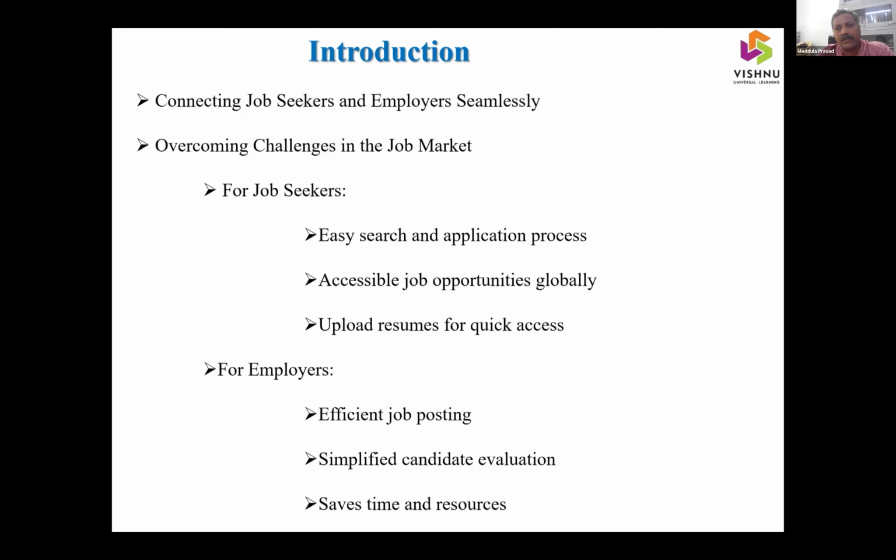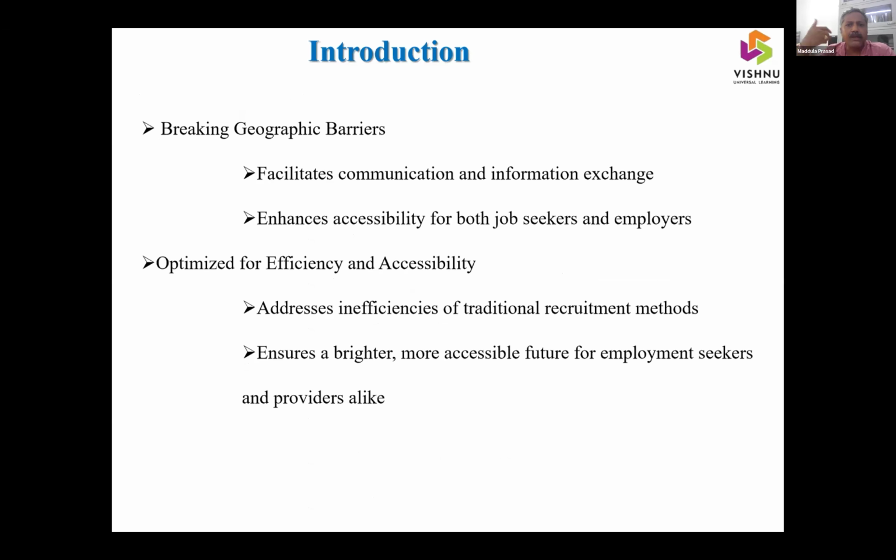Before web portals came, resumes were dropped manually by job seekers to the employers. When job portals arrived, this type of problem was overcome. At the same time, the main advantage of job mapper portals is breaking the geographical barriers. Irrespective of location, you can apply for a job from anywhere to any company.